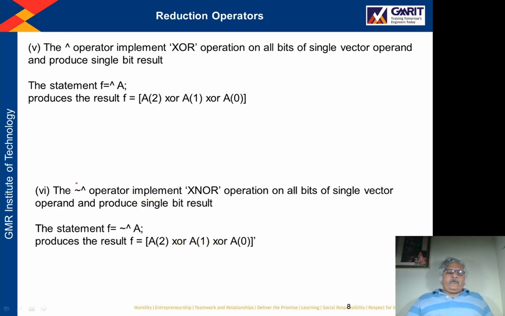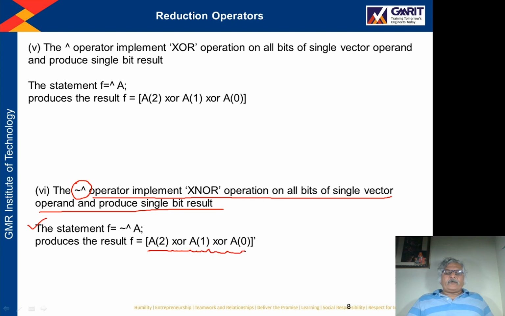Okay, so now here we have the combination of two operators, tilde and cap. So this operator implements XNOR operation on all bits of a single vector operand and produces a single bit result. So the statement is F is equal to tilde cap A. So what this will do, it will perform XOR operation over A2 XOR A1 XOR A0, and whatever is the result that will be inverted. So here the tilde indicates the complement of that value, and that will be assigned to F.